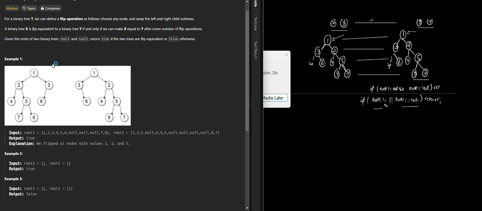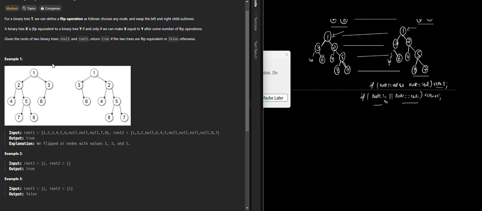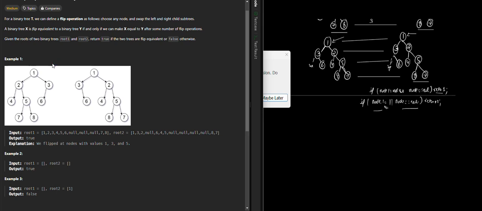If both nodes are null, we return 1, because if in the start root 1 is null and root 2 is null, there is no node at all, right? In this case our answer will be 1. If only one of the nodes is null, we return 0. If both nodes are not null, we need to check further, from the left side node or the right side node.